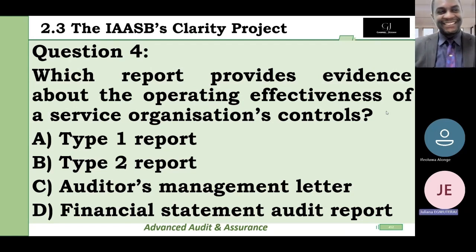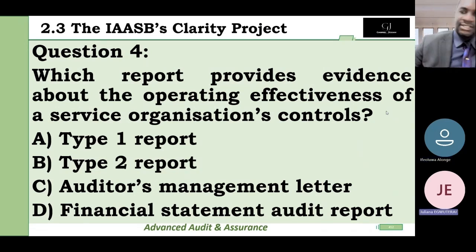Which report provides evidence about the operating effectiveness of a service organization's controls? A, type 1 report. B, type 2 report. C, auditor's management letter. D, financial statement audit report. Type 2 report. Yeah, I picked B.